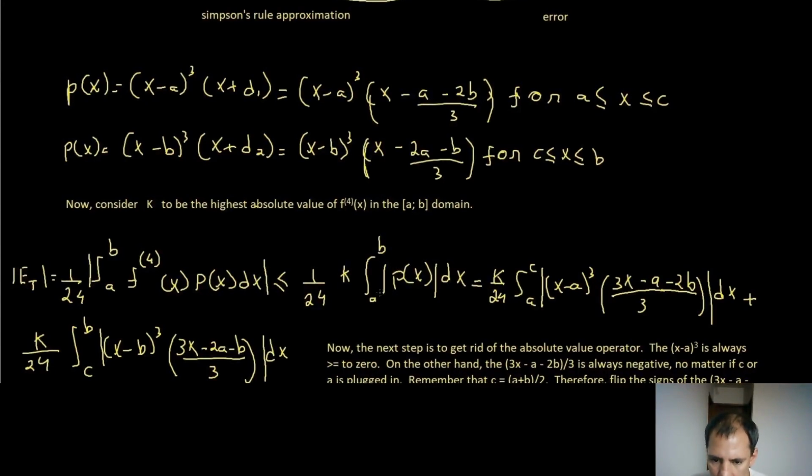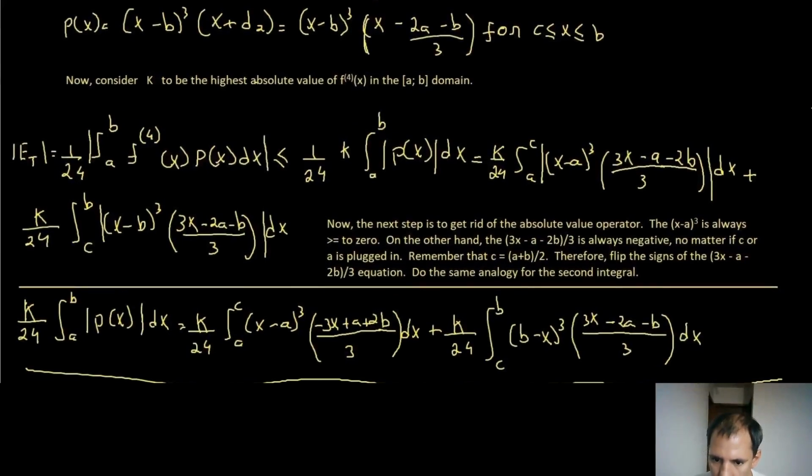So what is this going to be from a to b? There's something else too. You have two p of x's. You have a p of x to the left of c, and you have a p of x to the right of c. So how do you integrate this from a to b? Well, you integrate from a to c with the first p of x, and you integrate from c to b with the second p of x.